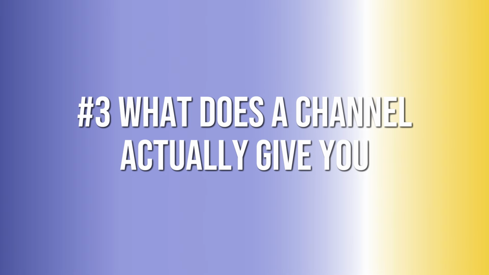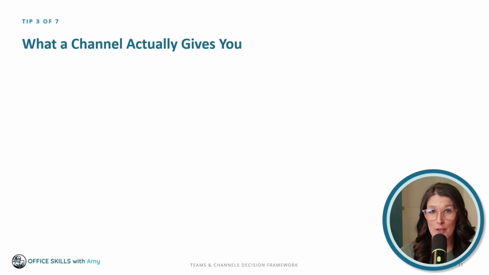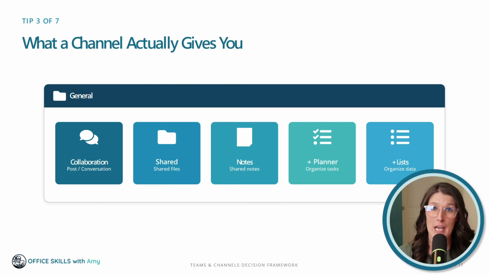Number 3 is, what does a channel actually give you? So a channel is where the work actually happens inside of a Microsoft team. And at the top of our channels, we have different tabs for collaboration. So we have a place where we can have conversations, which minimizes our back and forth on emails. We have a shared tab where we can share files with our team, and that is connected to a SharePoint document library. We have tabs for notes so that we can organize and keep track of all of our notes together. Then we can also add additional tools like Microsoft Planner or Microsoft List.